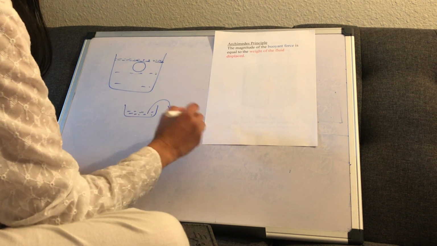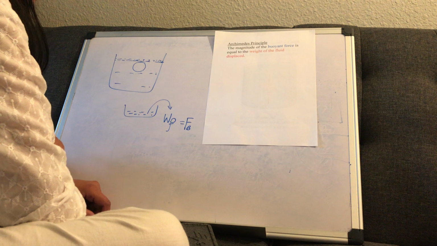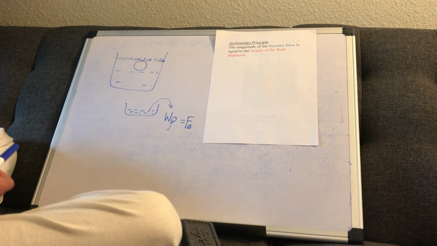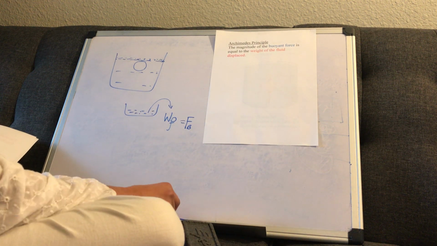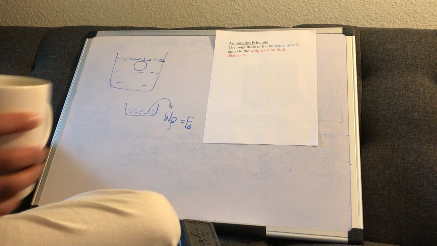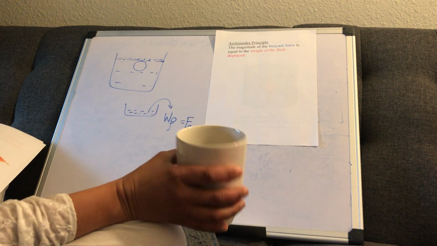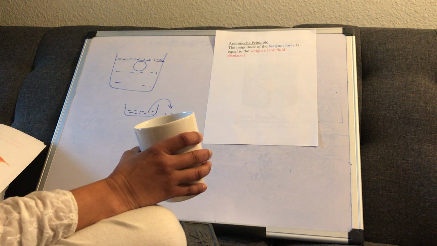Okay, so WF must be equal to FV. That's what it means. That's the Archimedes principle. So how can you measure the weight of this fluid in real life? Let's say, for example, I have my tea here right now. I'm not going to put a penny in it, guys. I don't want to drink a penny.